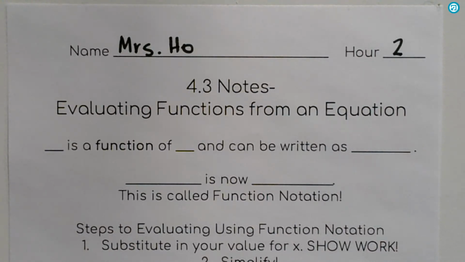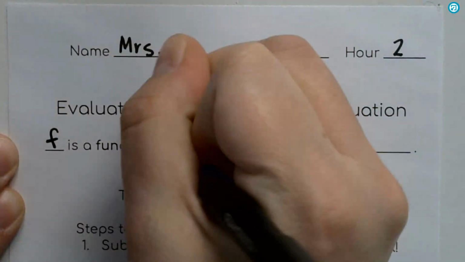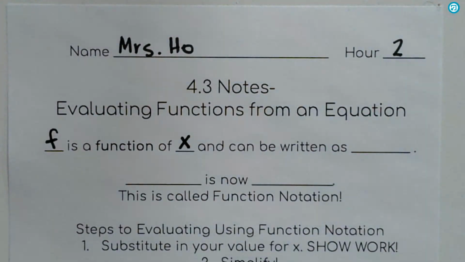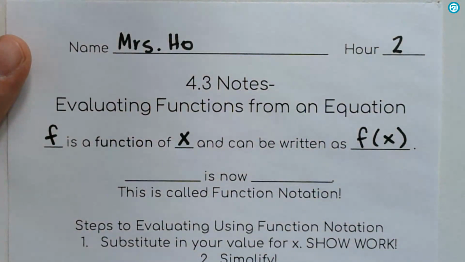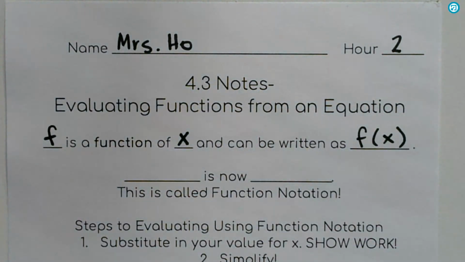Alright, so today we are looking at function notation, evaluating functions from an equation, and then 4.4 will evaluate functions from a graph as well. So the first thing that we need to know is that f is a function of x. That can be written like this: you're going to do an f, open parentheses, put an x inside. When we read that, we say f of x. So it's read as f of x. We don't have the word of there. That's what that is read as.